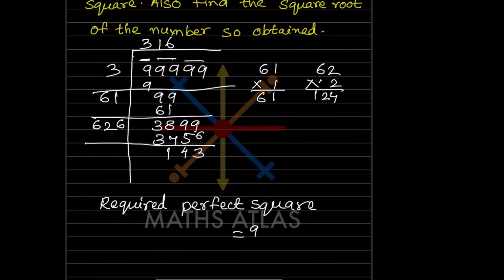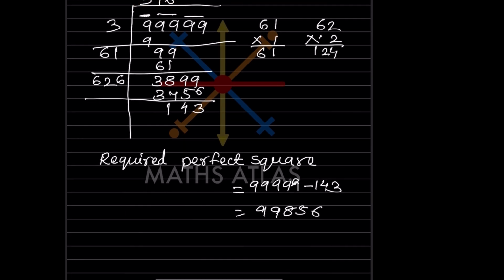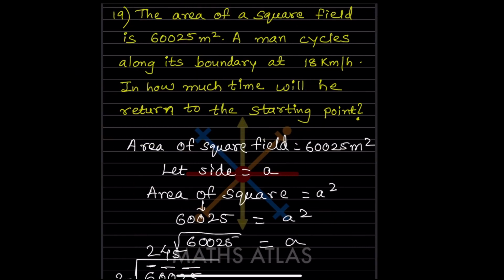So we have here 99999 minus 143. So that is going to be 99856. So what will be the square root? Square root is going to be this number. So we have to write the square root also. Square root is equal to 316.